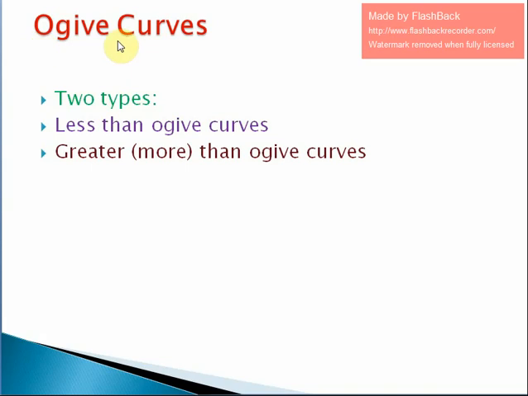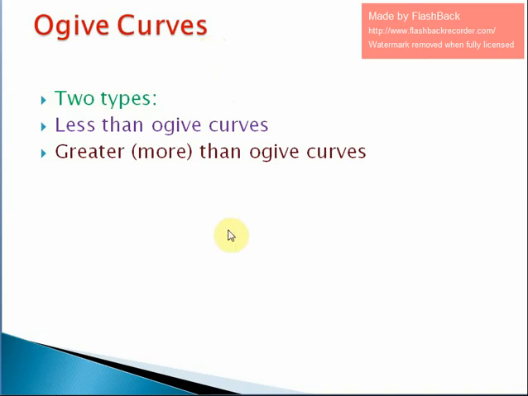Today, we will discuss ogive curves. There are two types of ogive curves: one is the less than ogive curve and the second is the greater than ogive curve. Friends, it should be noted that when we are talking about ogive curves, we are talking about cumulative frequencies. And you know that cumulative frequencies are the addition of frequencies.